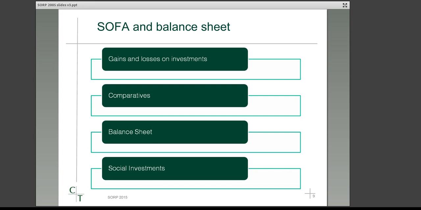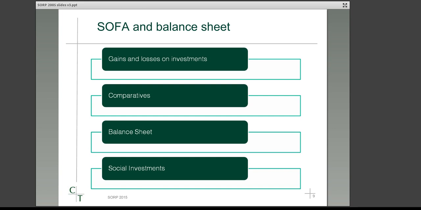The balance sheet I've just really mentioned here is just to clarify that there's not really any significant changes in the balance sheet from the previous version of the SORP, other than to say that this new category of social investments will require to be separately disclosed on the balance sheet.